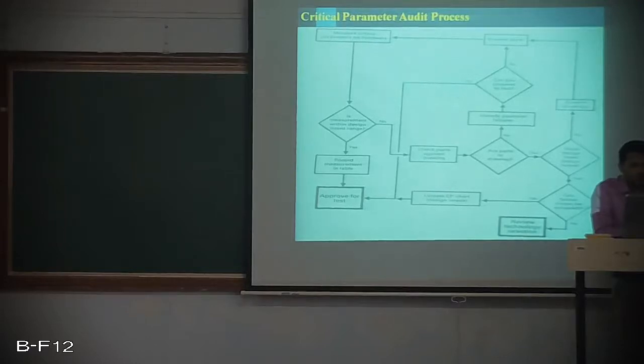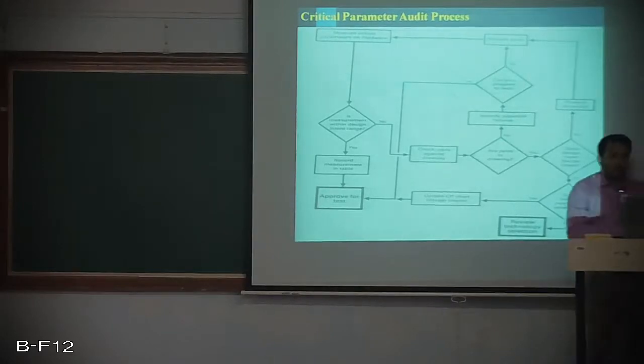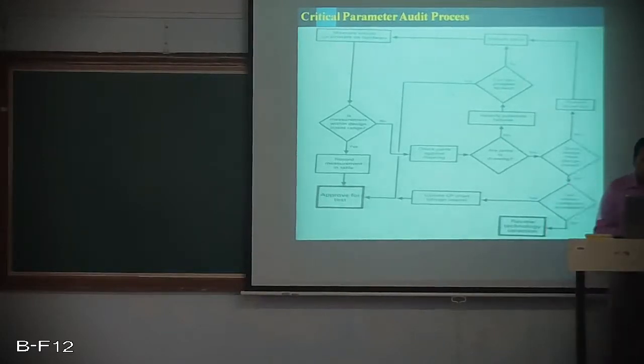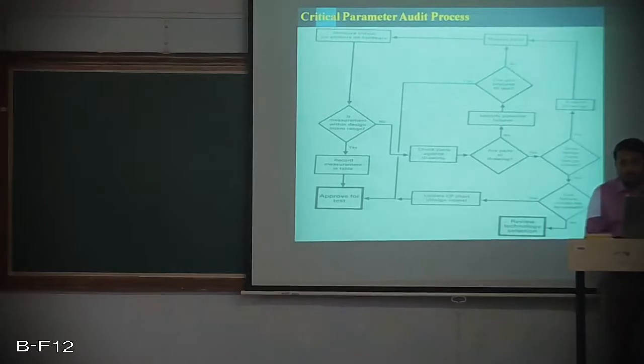That is active work. If you are reworking the drawings, what will happen? It will result in reworking of the parts, which incurs cost. So basically it is voided, and then it is again measured back to the critical parameter. So this is how the critical parameter audit process works.